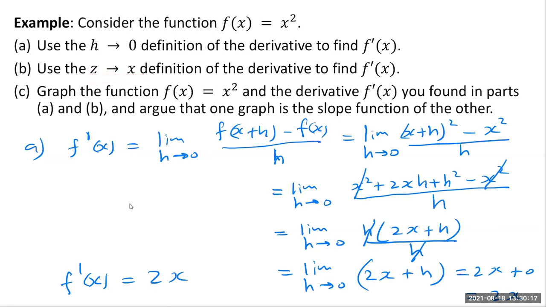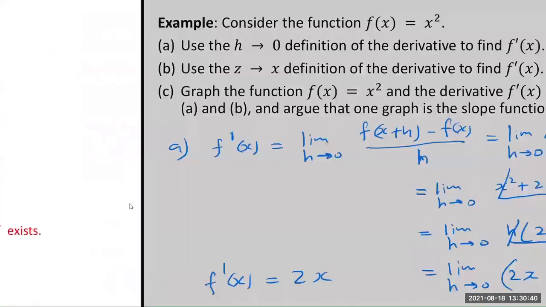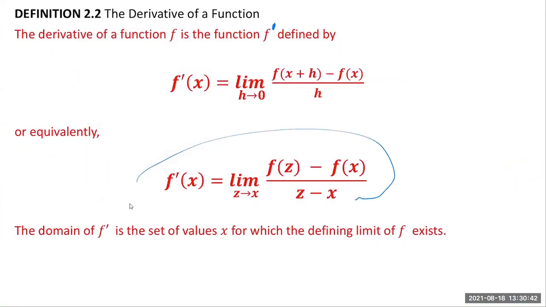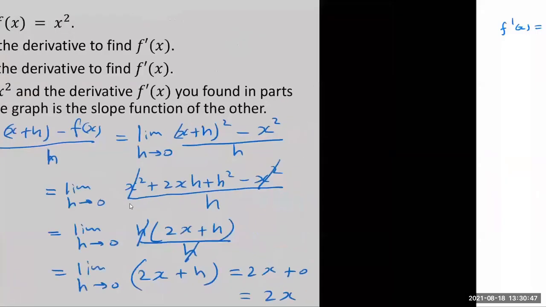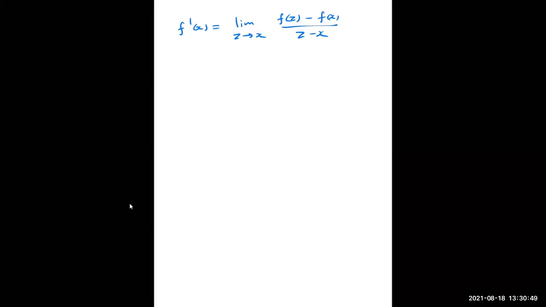Let me add a page here. Here is the other definition. f prime of x is equal to limit z goes to x, f of z minus f of x divided by z minus x. I'm just copying this second definition. All right, so let's proceed.